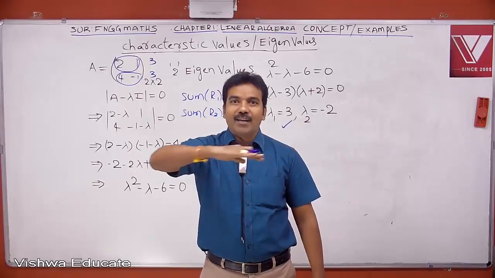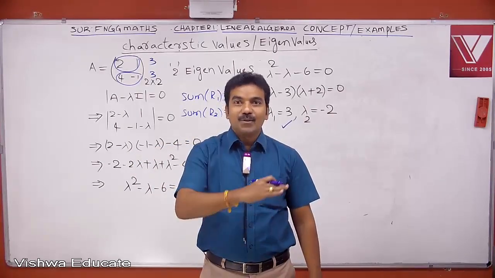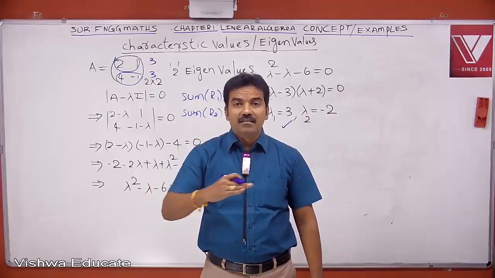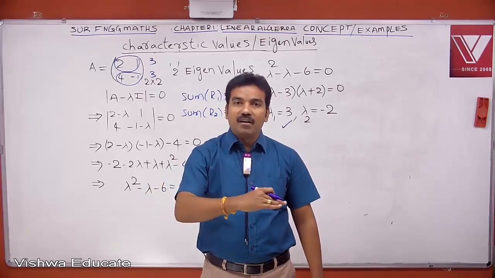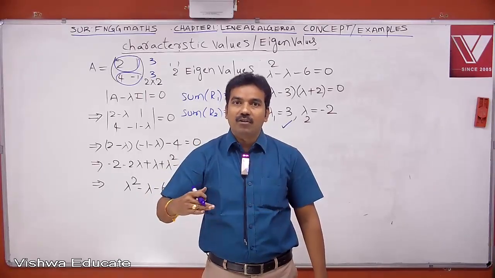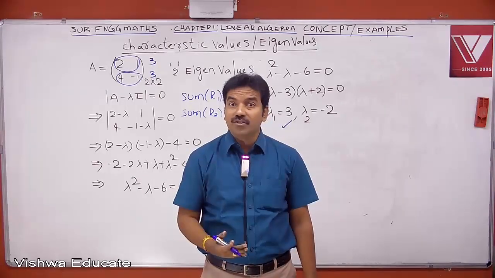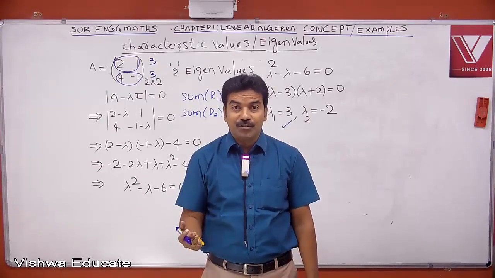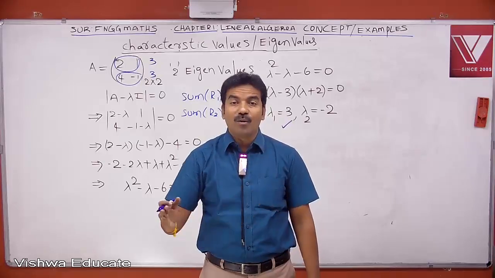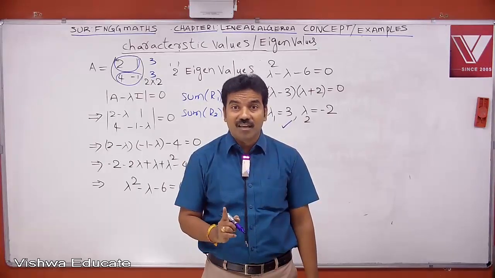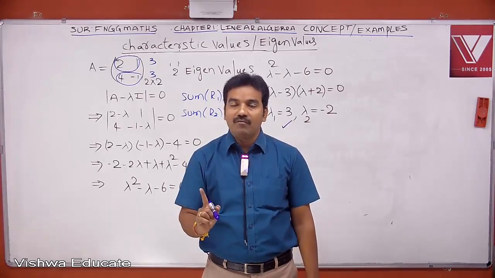So suppose I have an n cross n matrix. Sum of R1 is k, sum of R2 is k, sum of R3 is k, sum of Rn equal to k. K is any number. It can be 0, it can be a fractional value, it can be negative, it can be positive. Or the sum of all columns is giving some uniform constant k. Then k will be one of its eigenvalues.